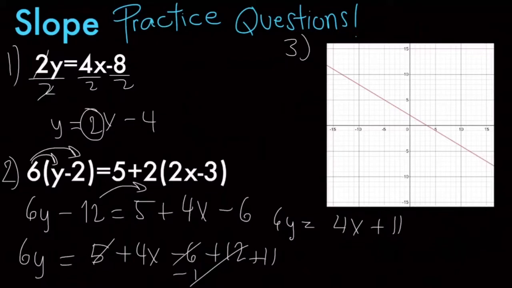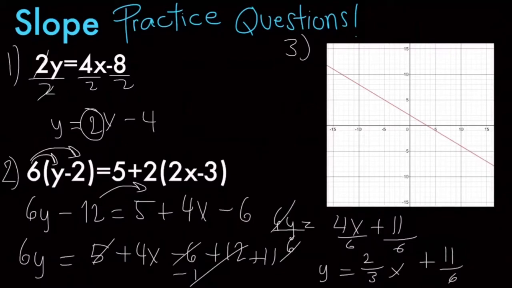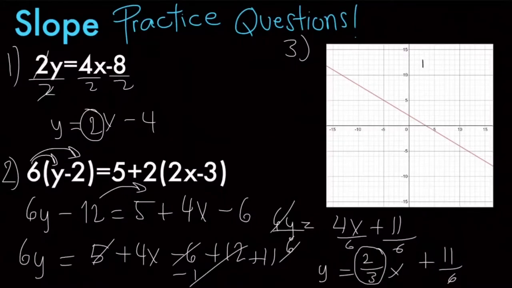And to get the y alone, we'll divide by 6. Y is equal to 4 over 6, and we simplify to 2 over 3x. We can keep this as 11 over 6. So the slope is 2 over 3. And now for the last question, we're going to identify the slope from the graph directly, meaning we will use the rise over run.